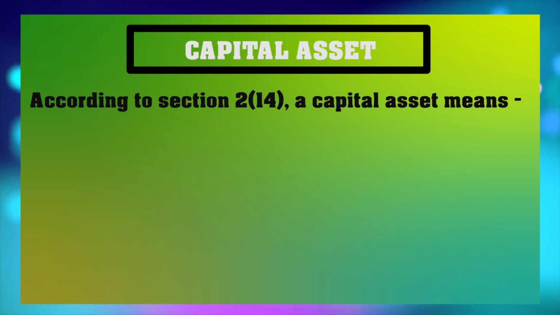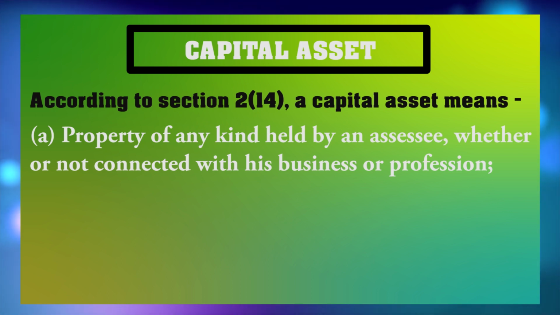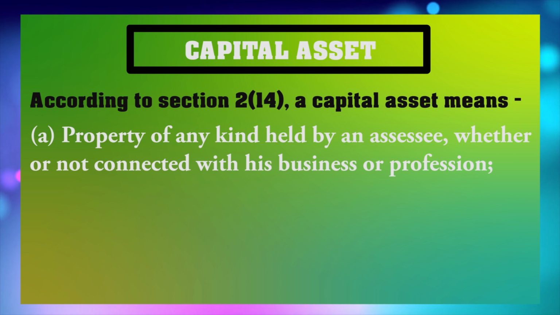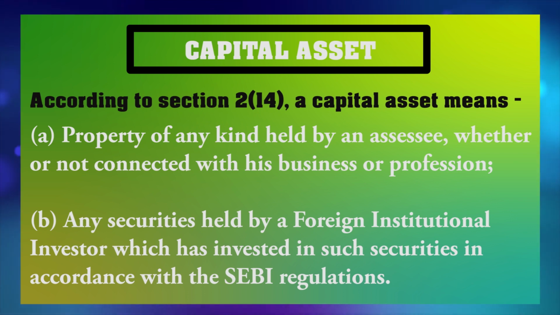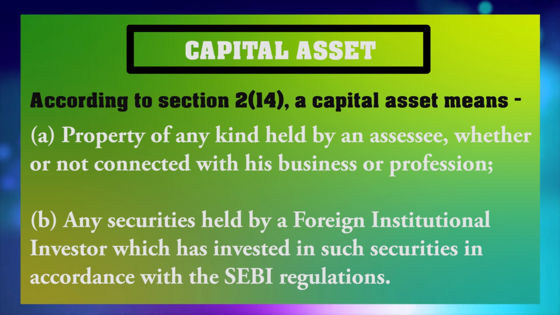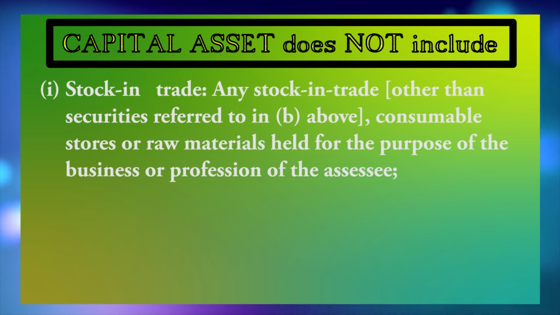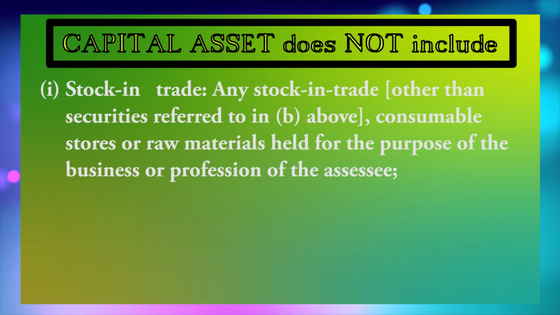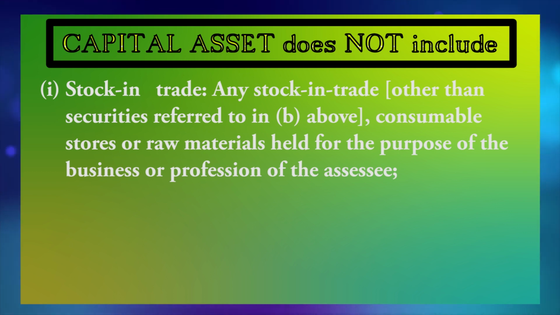According to section 2 subsection 14, a capital asset means a property of any kind held by an assessee, whether or not connected with his business or profession. Or secondly, any securities held by foreign institutional investors which have invested in such securities in accordance with the SEBI regulation. To make it more clear, capital asset does not include number 1, stock in trade, that is any stock in trade other than the securities which we have already discussed, or consumable stores or raw materials held for the purpose of business or profession of the assessee.